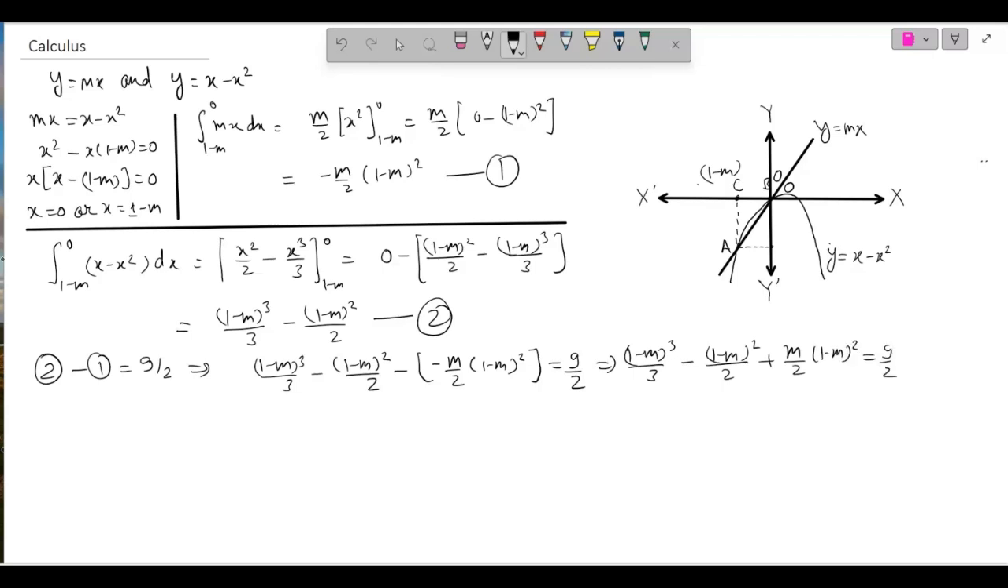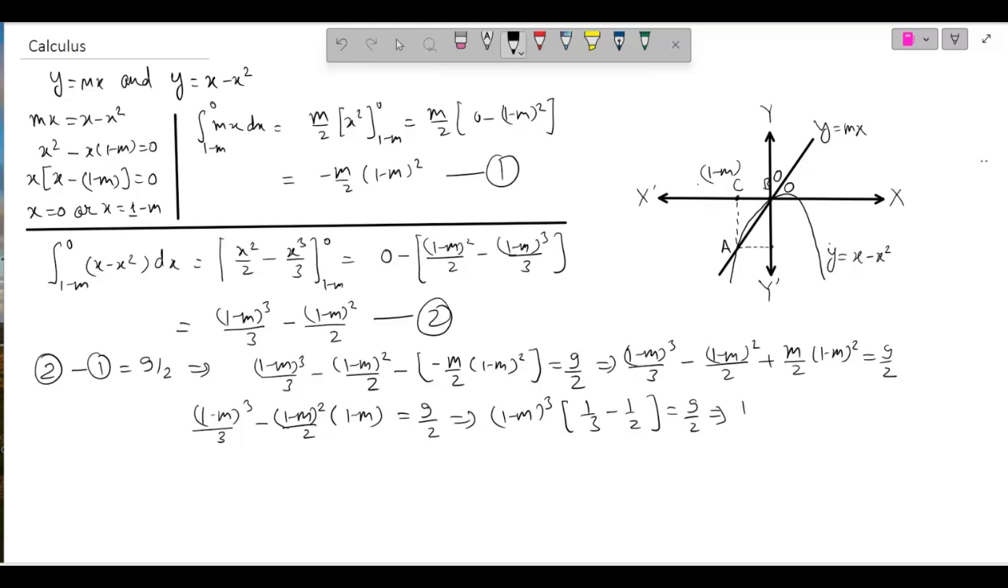If I take (1 minus m) whole square common from the second and third term, we will have 1 minus m inside, and on the right hand side we have 9 by 2. So we can take (1 minus m) whole cube common from the entire expression. So we will be left with 1 by 3 minus 1 by 2 equals 9 by 2.